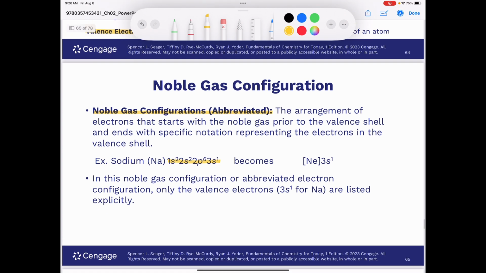The students will sometimes raise their hand in the in-person lecture and say, Mr. Dion, do I have to know how to do both? And the answer is absolutely you have to know how to do both. So all chemistry students and instructors alike, we all have to know how to write out the long form of an electron configuration as well as the shorthand of an electron configuration.